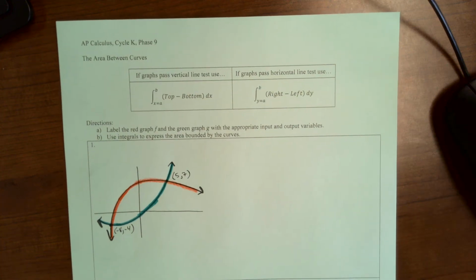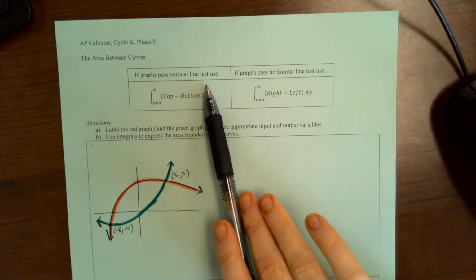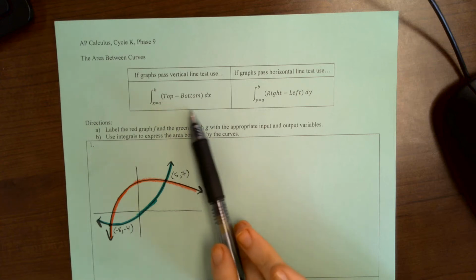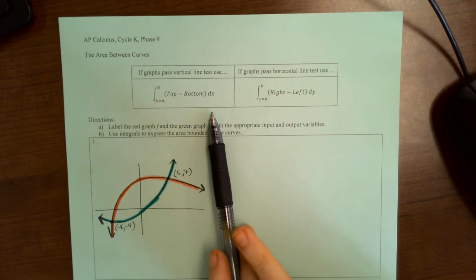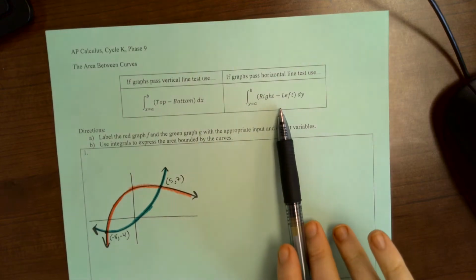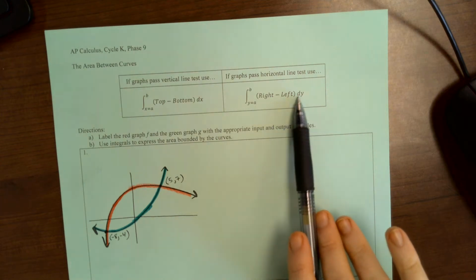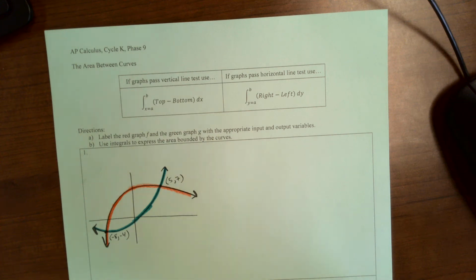Okay, so here's K-9. We're gonna find the area between two curves. We're gonna use these two formulas. If the graphs pass the vertical line test, and I'm gonna explain all of this, we're gonna use this formula. To get the input of the integral, we do top minus bottom, and then everything is in terms of x. If the graphs pass the horizontal line test, we're gonna use this one. The input of the integral, we do right minus left, and everything is in terms of y.